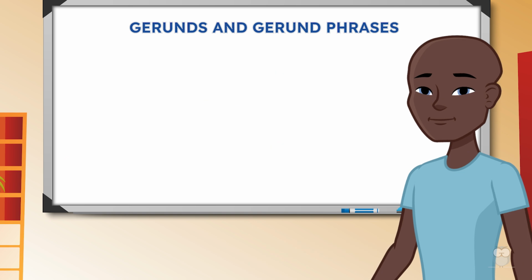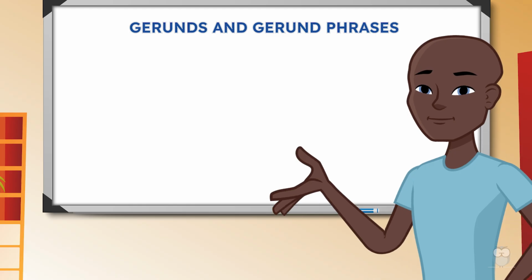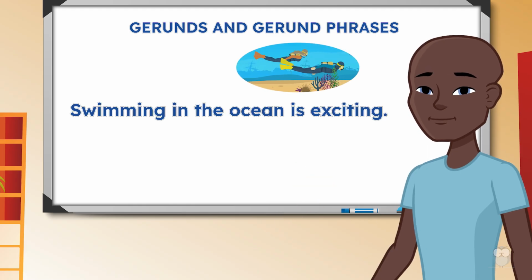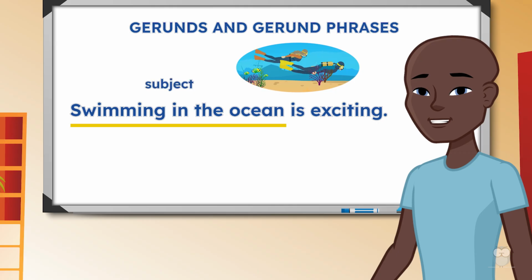Got it? Now let's take it up a notch. A gerund phrase is just a gerund with extra words attached. Like this, swimming in the ocean is exciting. The whole phrase swimming in the ocean is acting as the subject, and we call that a gerund phrase.